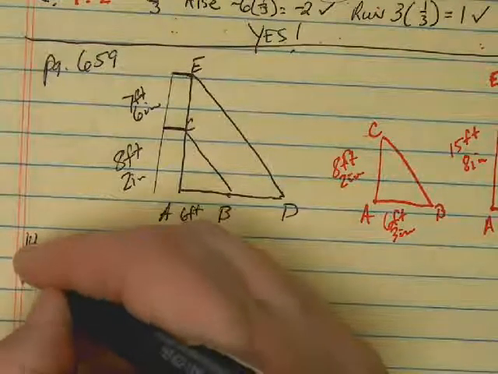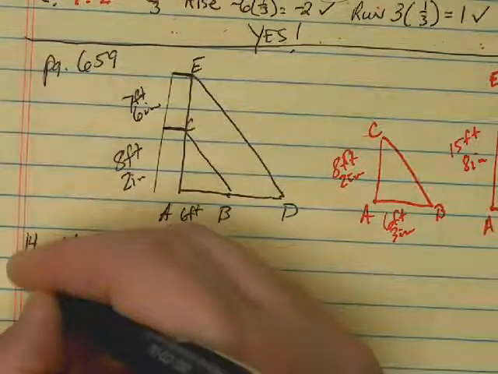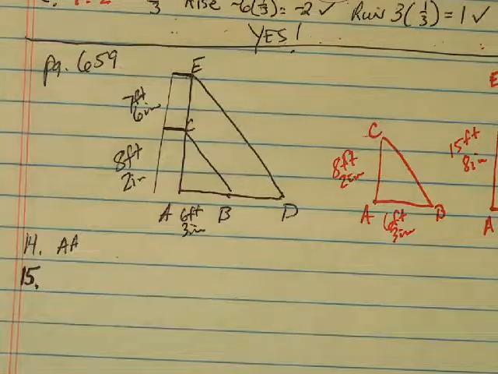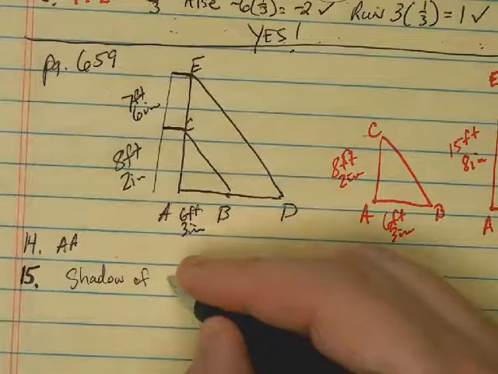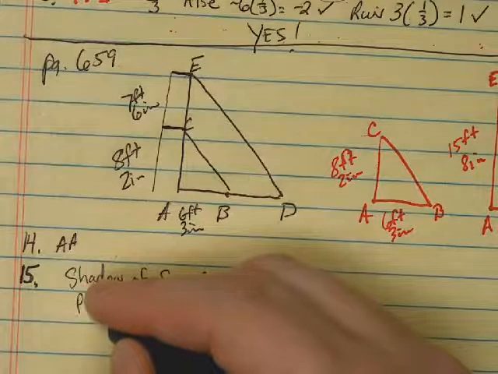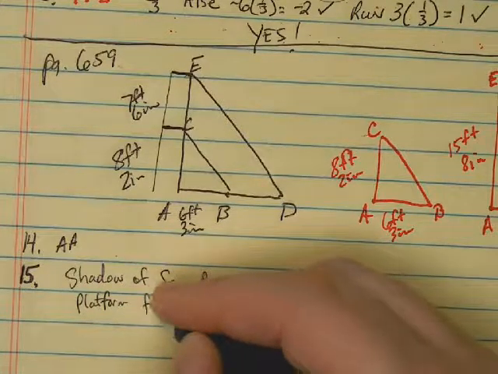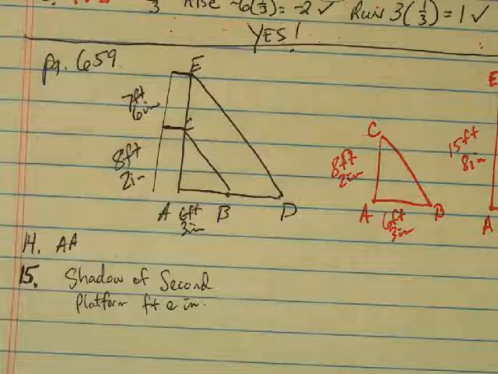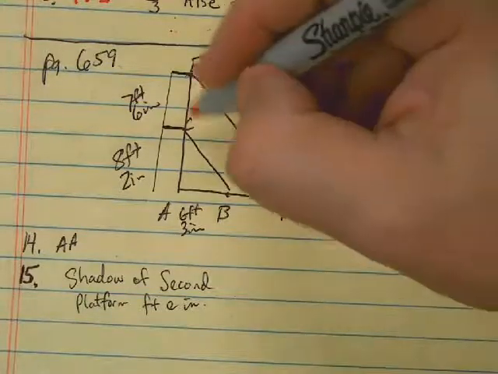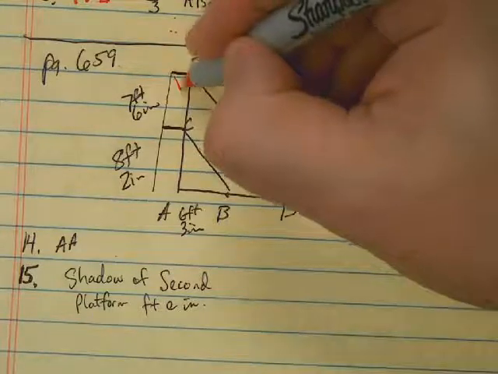All right, let's take a look at 15. Mr. Johnson, can you read that off for me, please, Evan? Shadow of second platform. And it said in feet and inches? Okay. Here's what I'd recommend. Convert everything to inches. And then we can convert it back. Okay, so the length of the second platform, that's actually, now look at this. This is the second platform right here.